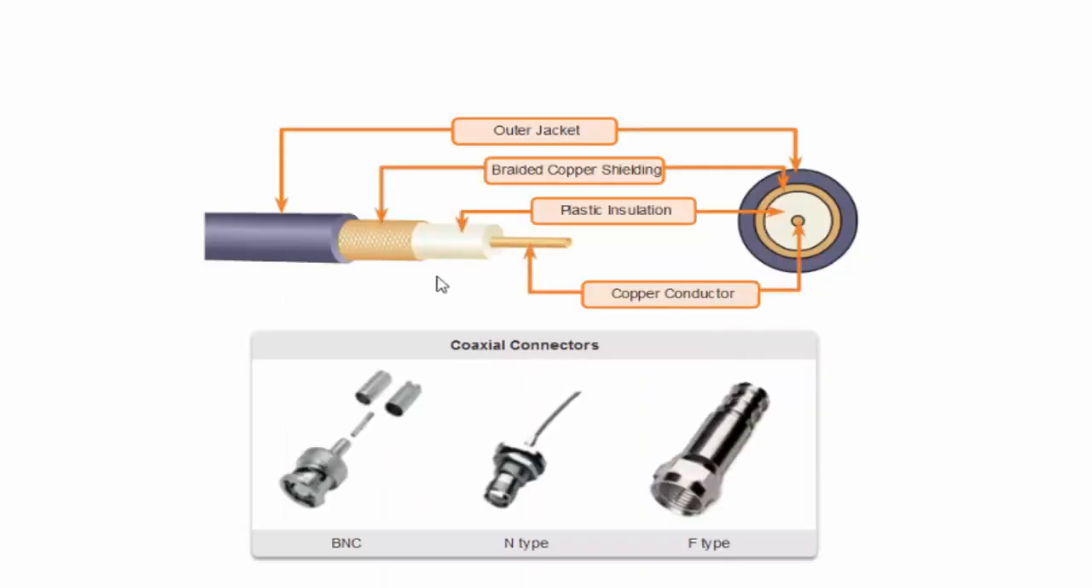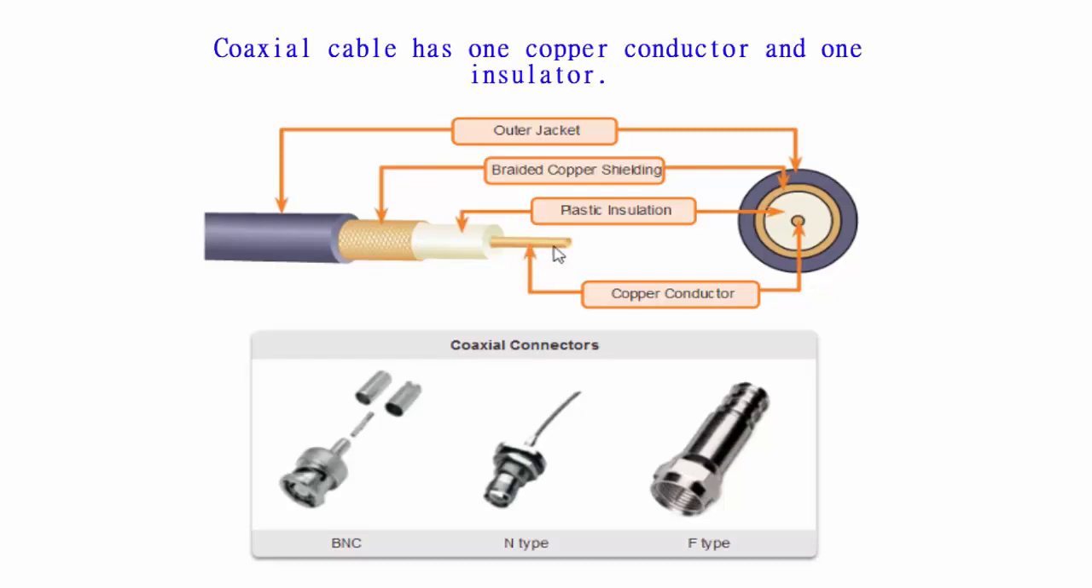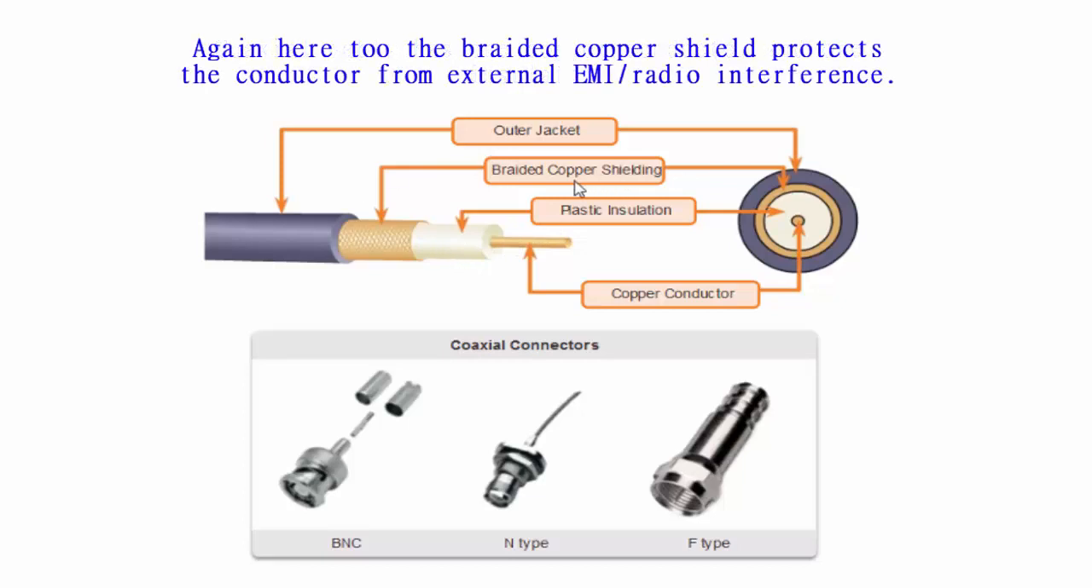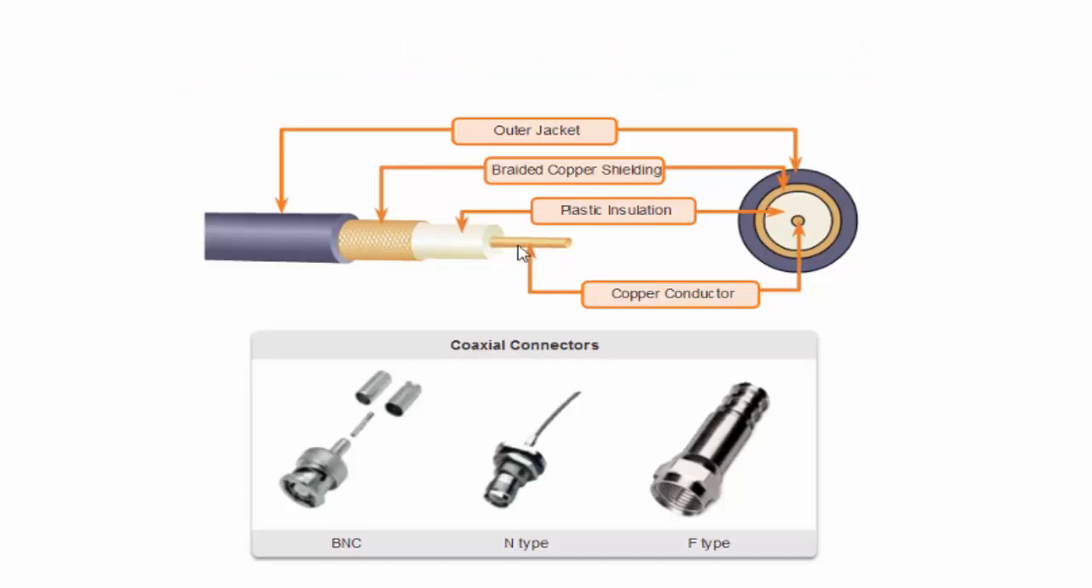The coaxial cable has a slightly different structure. We have one single copper conductor wire as opposed to 8 different wires, and we have the plastic insulator around it, and you have a braided copper shield again to prevent external interference from affecting the signal inside this copper conductor.